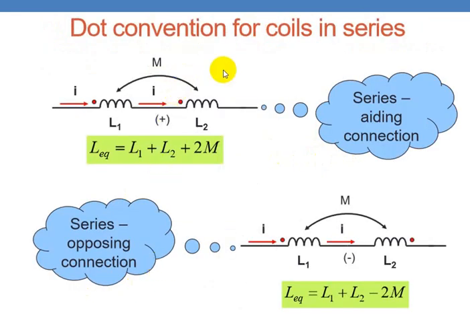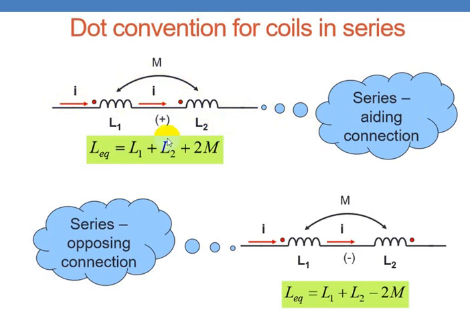Coming to the dot convention for coils in series. Let us find out the equivalent inductance of coupled coils. Here we have two inductances and the dots are shown on the inductances. They are connected in series, and M is the mutual inductance between the coils. They are placed close to each other. I is the current flowing in this path.